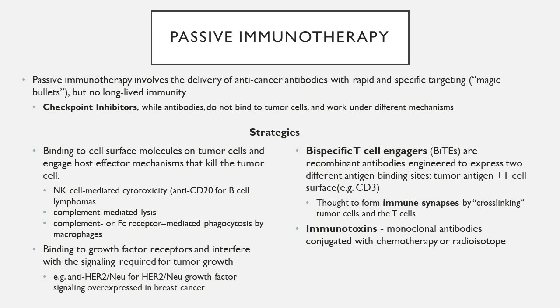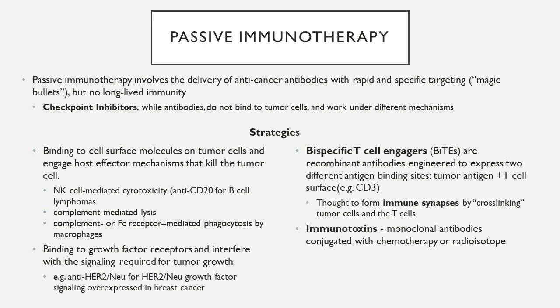Now, there are a number of different strategies in which these passive immunotherapies work. The first being that they can really just opsonize tumor cells, and then by binding to the cell surface of those tumors, they can engage host effector mechanisms through the Fc portion of that antibody that results in killing of the tumor cell. There are a couple of different ways that this can come about. This could be through natural killer cell-mediated cytotoxicity, like through anti-CD20 that's approved for B-cell lymphoma. They could initiate complement-mediated lysis. They could also utilize complement or Fc receptor-mediated phagocytosis via macrophages.